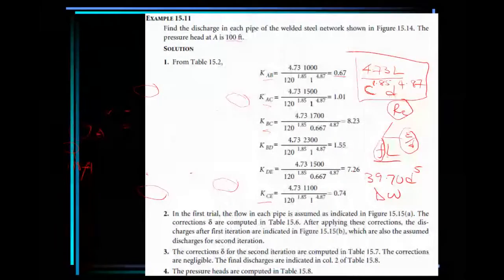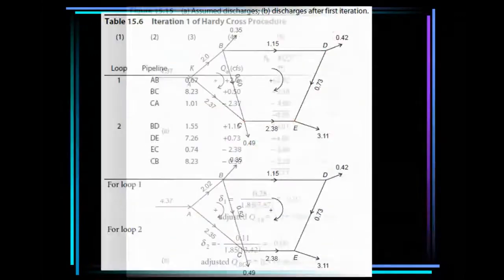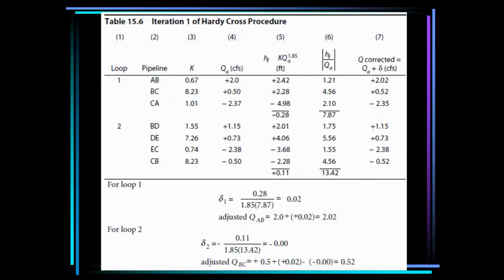Let me explain why all this. So let's go to the table and see it. Okay, so this is the table. You see, this is loop 1. Loop 1 is made up of pipes AB, BC, and CA.